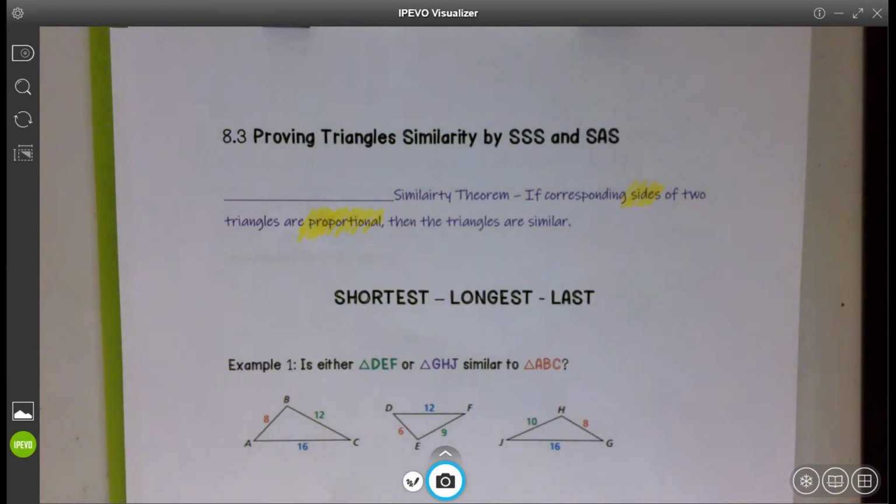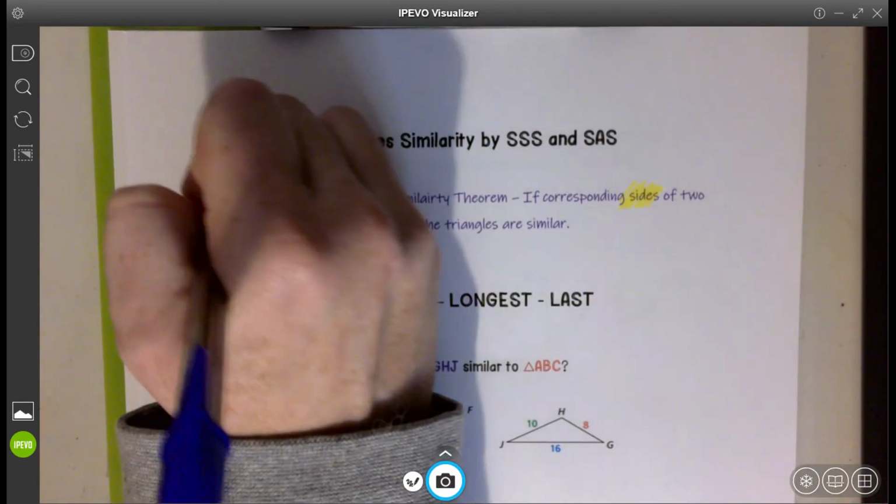All right, so today we're going to look at proving triangles similar by SSS and SAS. So these are the last two ways we prove triangles similar. The first one, again, was AA. So we're going to bring back SSS, but this time it's a little bit different. So remember, SSS stands for side, side, side.